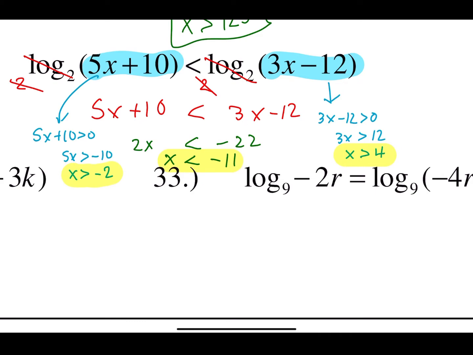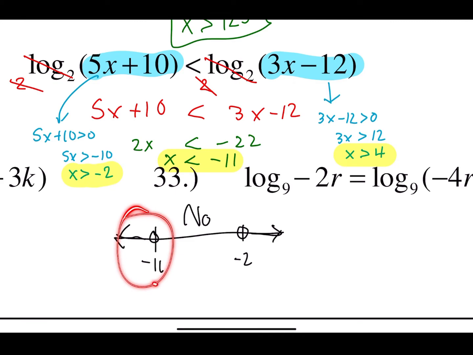Let me look at a number line to show what I mean. If I am less than negative 11, am I greater than negative 2? The answer is no. There's no way that you could be both less than negative 11 and greater than negative 2. So this flat out is impossible.